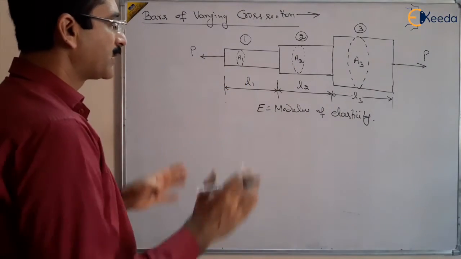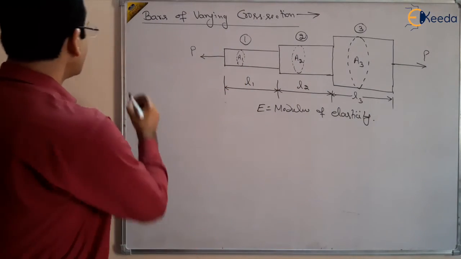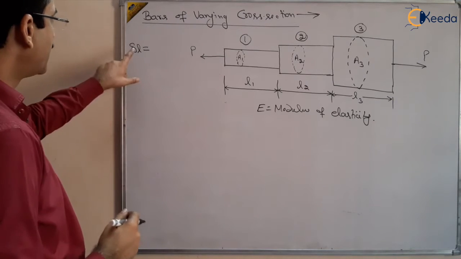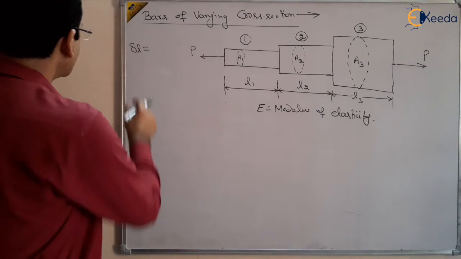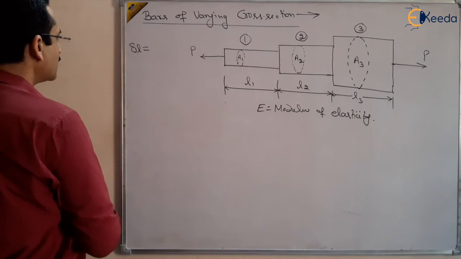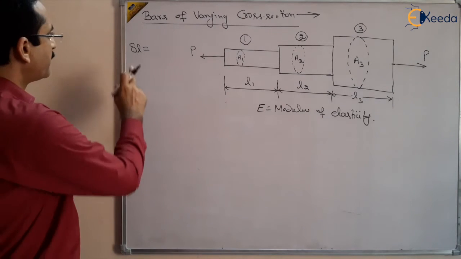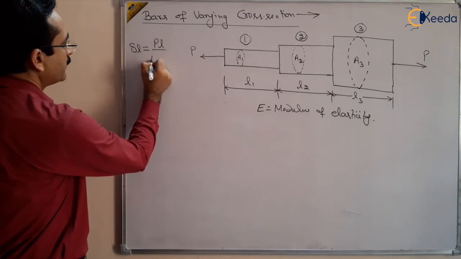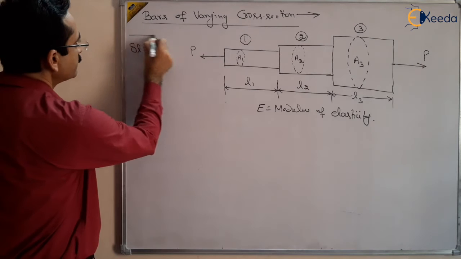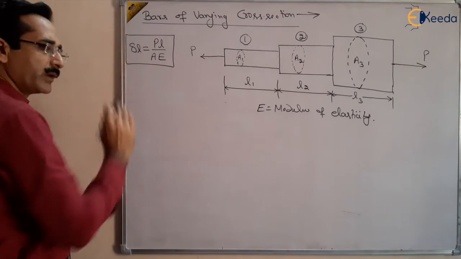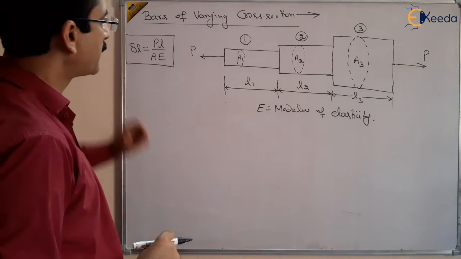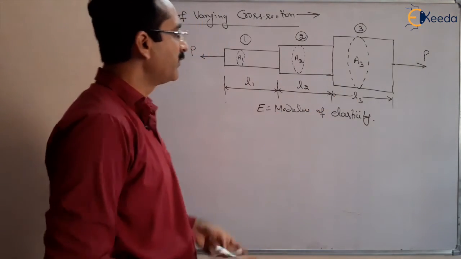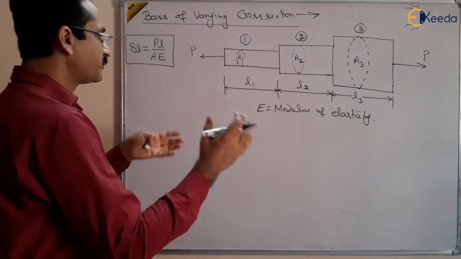And our aim is to find out the deformation in the bar. What is the formula for deformation? We have already read it, you will be knowing: delta L is equal to P L upon A E. That we have already read, right? So if this is the formula, if we superimpose this formula on all the parts of the bar, we will get the total deformation. That is as simple as it is.